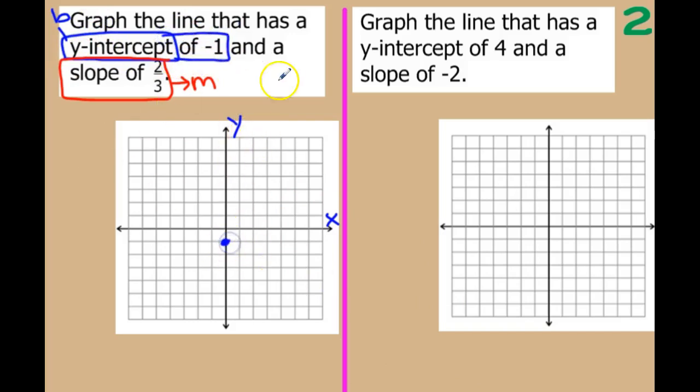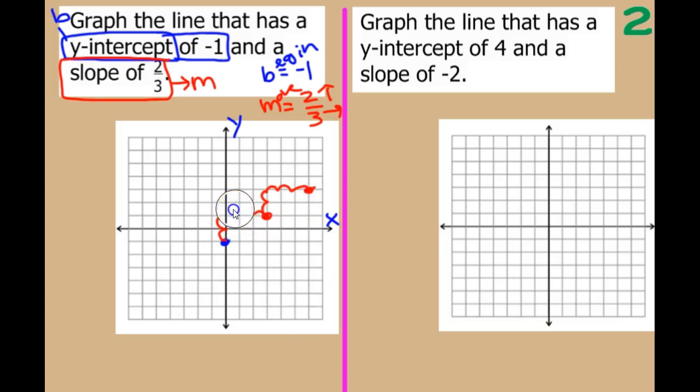So down 1. If you want to write out b equals -1, you can, and then m equals 2/3, you can do that as well. So I begin at -1, and then m is how I move, rise over run. So rise over run from this point now, rise 2 and run 3, and put a point there. Then rise 2 and run 3, put a point there.